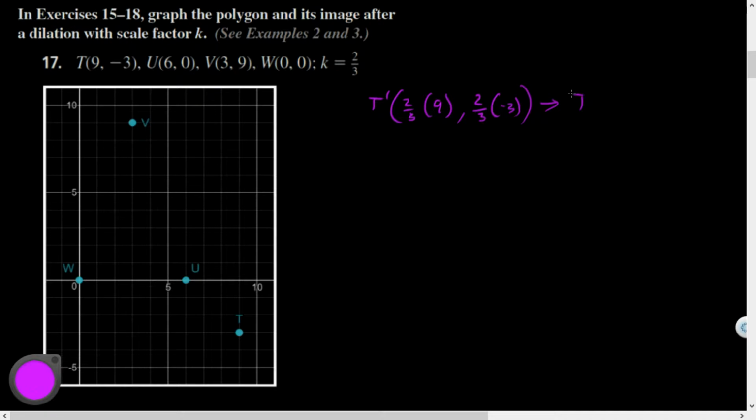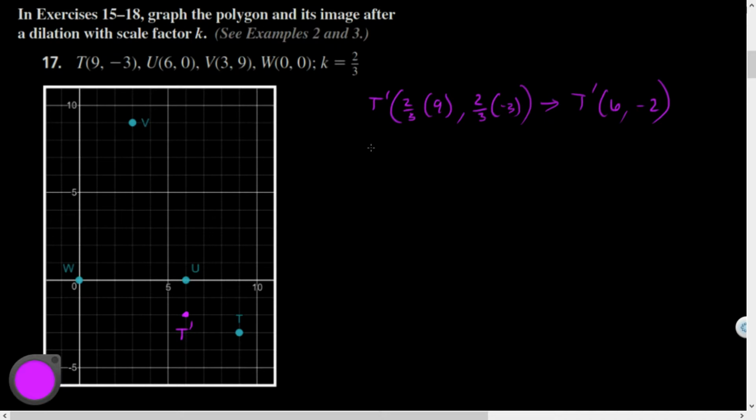So t prime is 9 divided by 3 is 3, 3 times 2 is 6. And -3 divided by 3 is -1, times 2 is -2. So over 6 down 2 is going to be t prime here. And you notice it's 2/3 of the way to t, if I break this distance into thirds. So it was, in fact, a reduction.